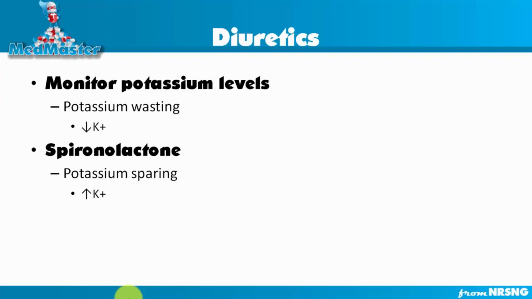On the other hand, there's a class of medications known as potassium-sparing diuretics. The one that I want you to know is spironolactone. And what this does is it doesn't waste that potassium. It keeps that potassium. We've talked about this just a second ago. But you're going to want to monitor your potassium level for the opposite effect of having too much potassium. Okay?